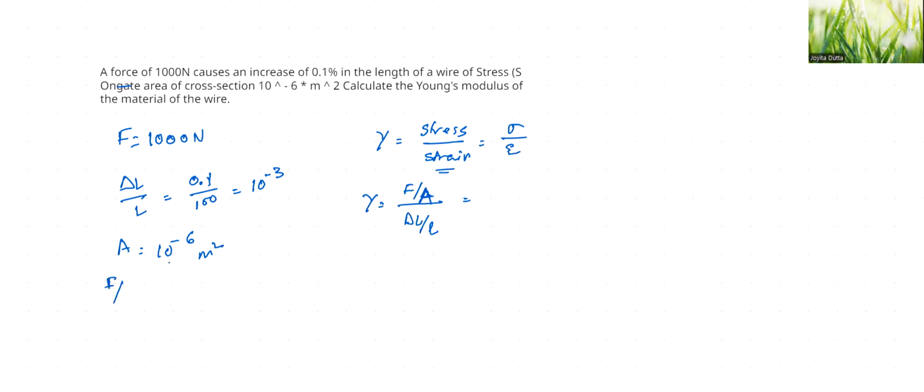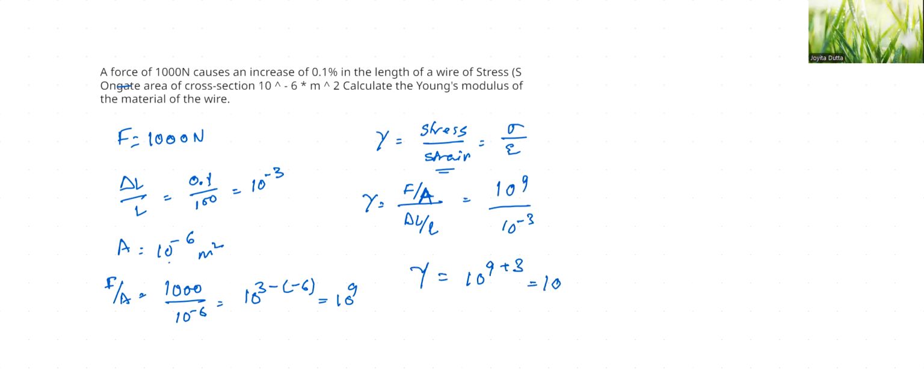Let me take it: 1000 by 10 raised to minus 6. So 10 raised to 3 minus of minus 6, which is 10 raised to 9. So force per unit area is 10 raised to 9, divided by the change in length, which is 10 raised to minus 3. So what is Young's modulus? I have 10 raised to 9 plus 3, which is 10 raised to 12. So this is the Young's modulus.